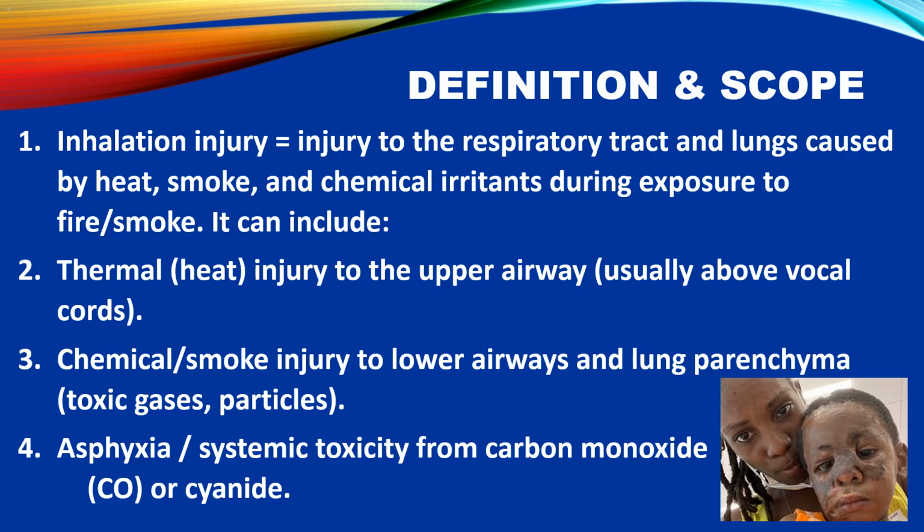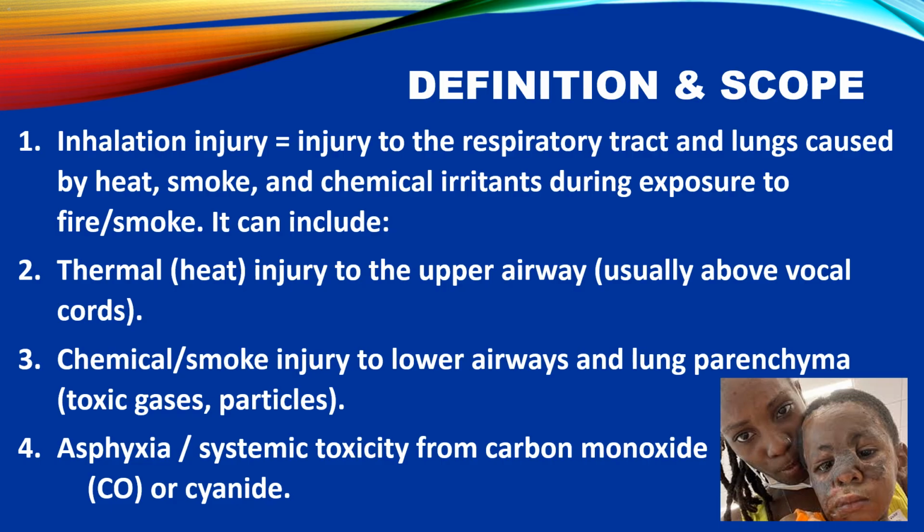2. Types of inhalation injury. Thermal injury: thermal injury typically affects the upper airway, above the vocal cords, and is caused by heat. 3. Chemical smoke injury: chemical and smoke injury can affect the lower airways and lung parenchyma, caused by toxic gases and particles. 4. Asphyxia, systemic toxicity: inhalation of toxic substances like carbon monoxide, CO, or cyanide can lead to asphyxia or systemic toxicity.